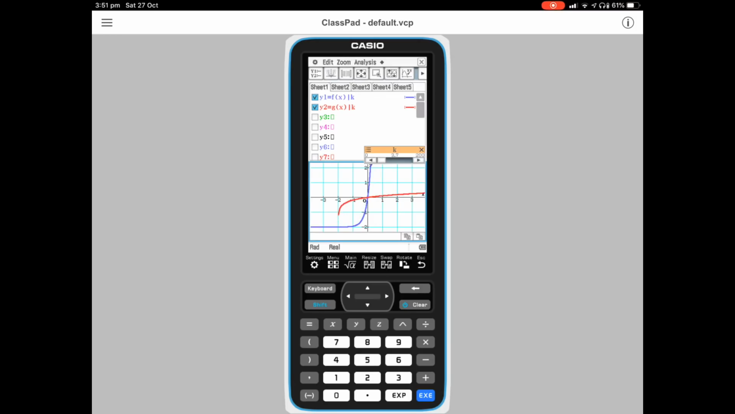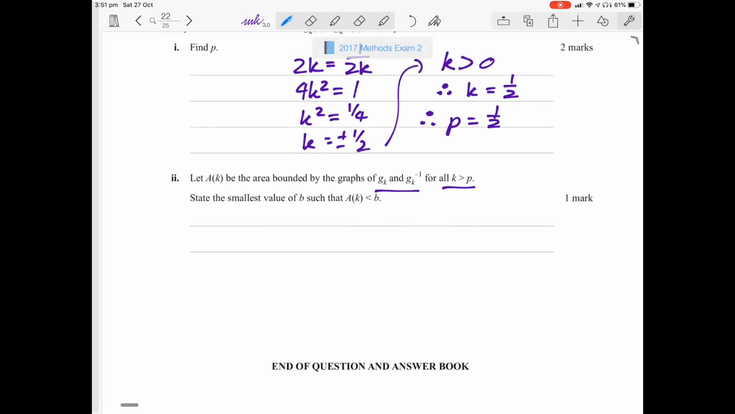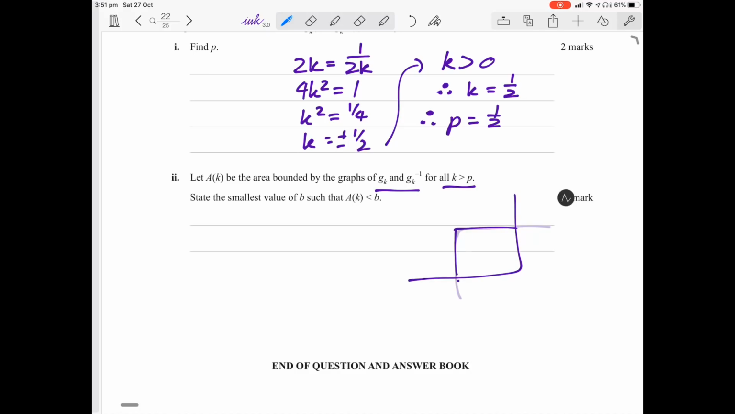Okay, so what happens, this area in between, I can't draw on it, the area between negative 2, 0 and negative 2, 0, you can see that that area is going to be like a square, right? Because that graph goes like that, and one graph goes like that, the smallest value of b such that a of k has to be less than b. So what is this area approaching? Because it's got to be just a bit less than it, but we'll never get to it.